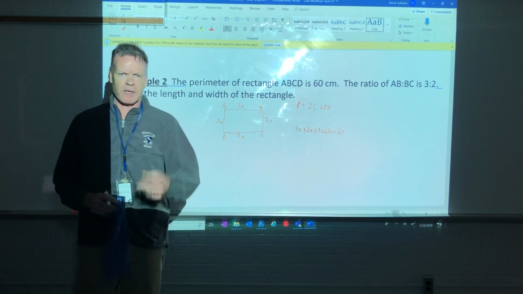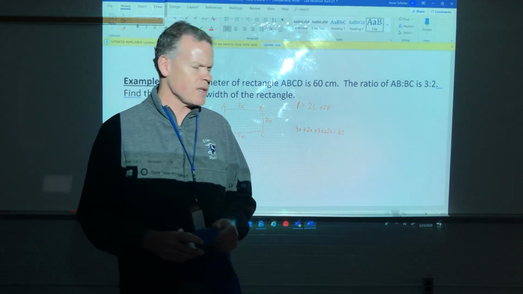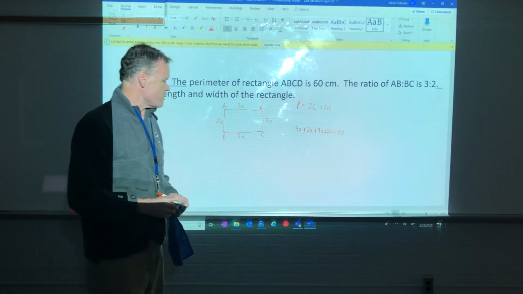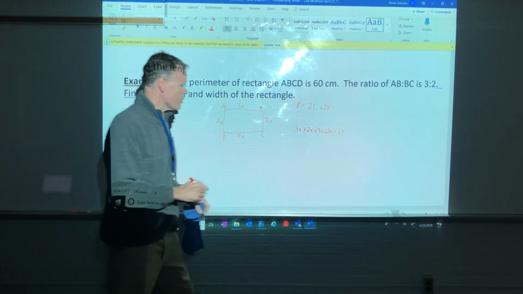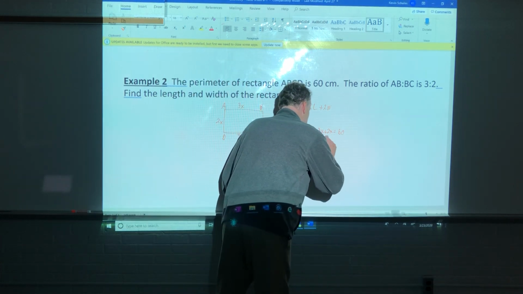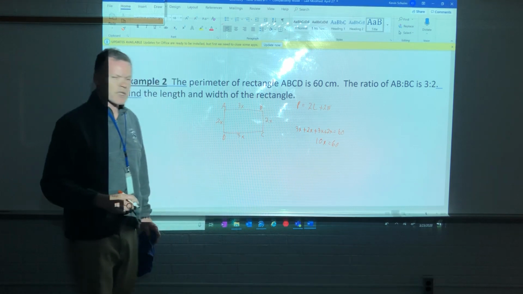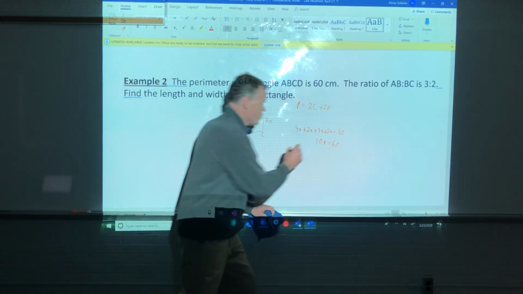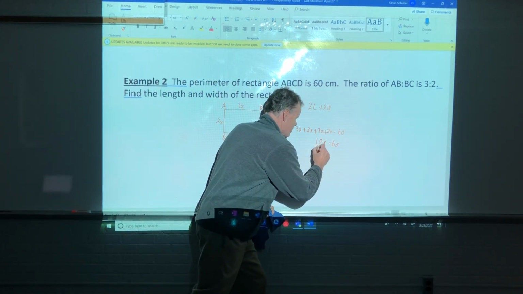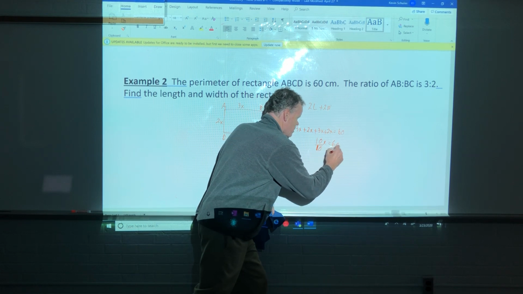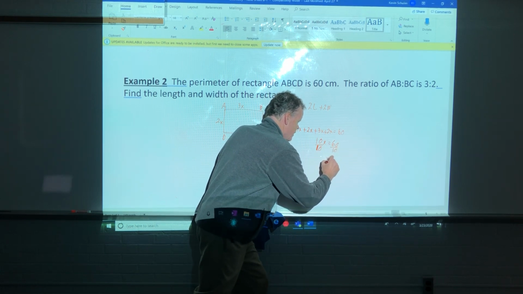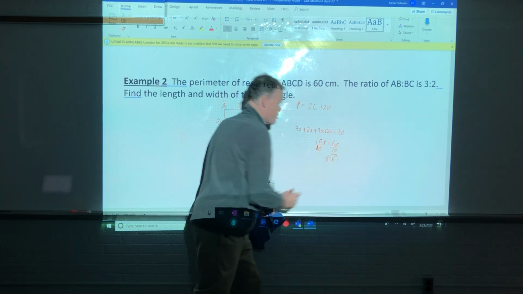Now we're just solving, once we set this up, we're just solving this algebraic equation. And we combine our like terms, and we're going to get 10x equals 60. We divide through by 10. We're going to get x equal to 6.